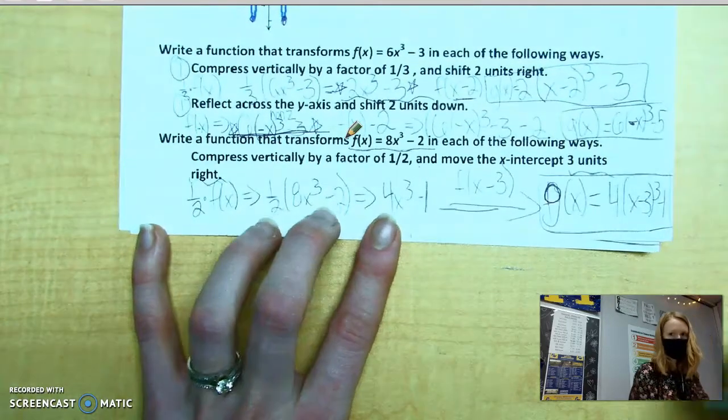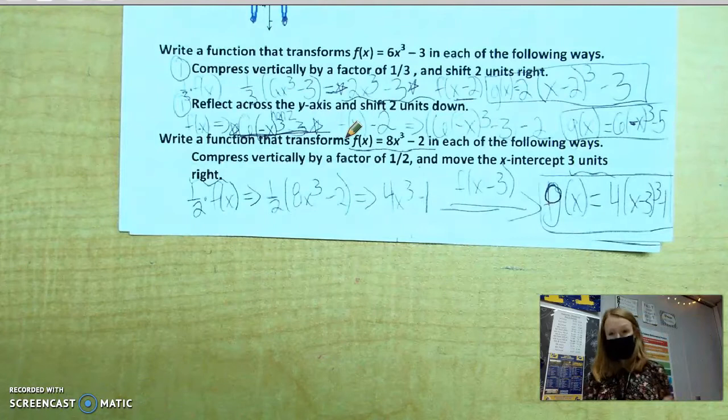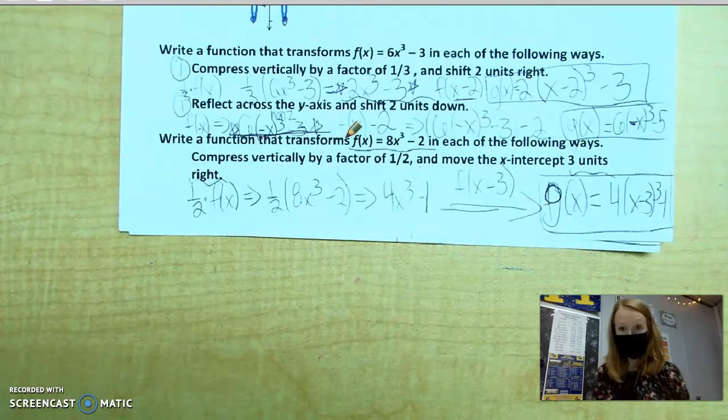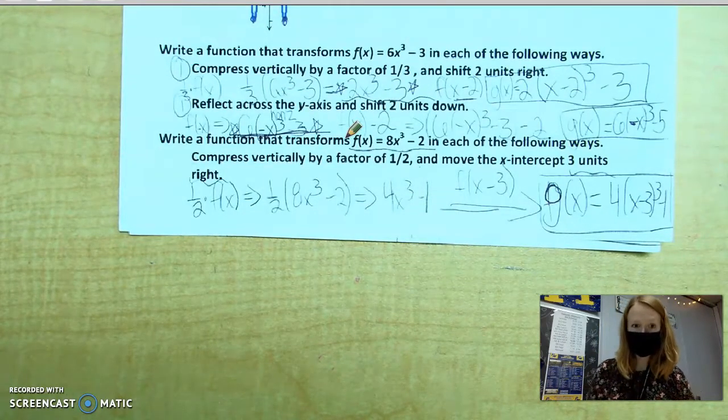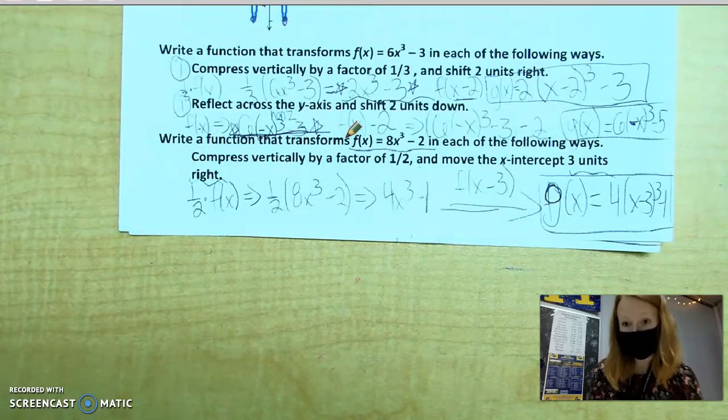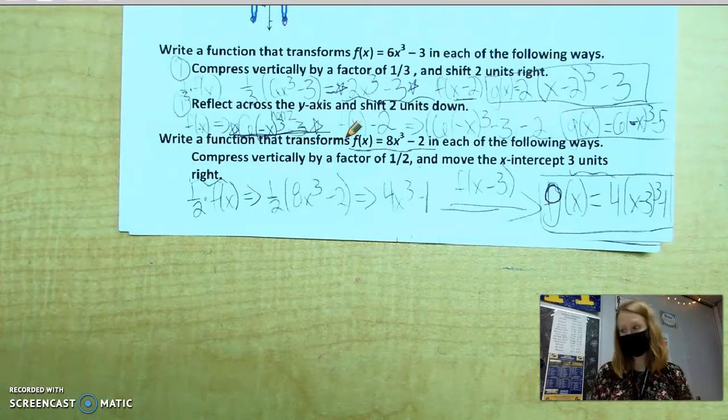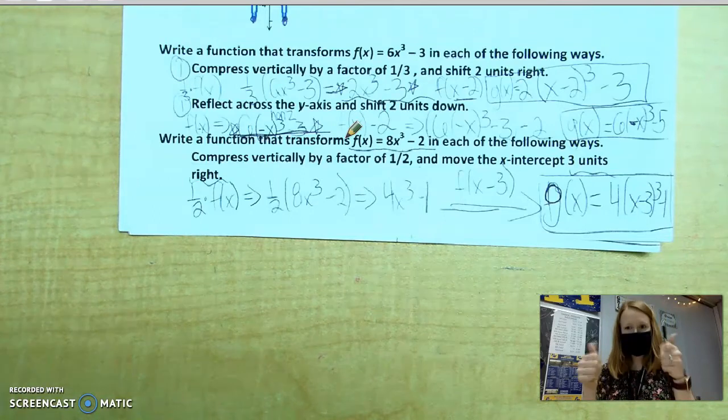Beautiful. All right, transformations. Let me know if you have questions. Once again, same rules that we used before. We're just kind of reviewing them. So if this video moved fast, you can go ahead and look back at some of the other transformation videos from previous chapters. All right, good luck.